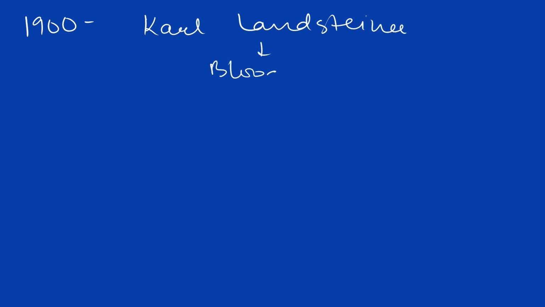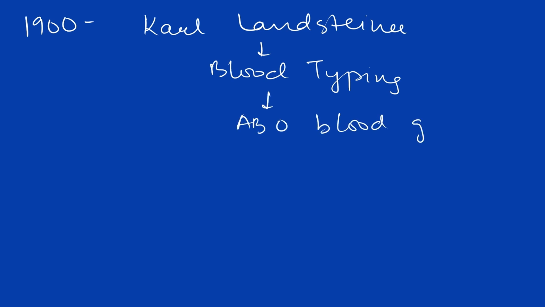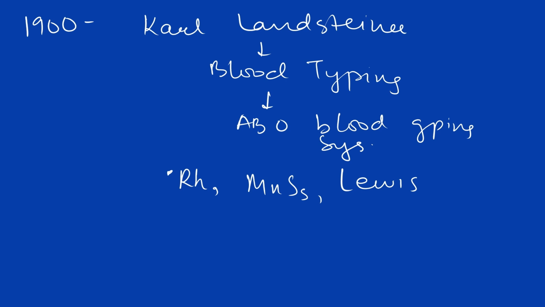Then around 1900, blood typing was discovered by Karl Landsteiner. He discovered that human blood comes in different types, which led to the ABO blood grouping system. This discovery paved the way for identifying other blood antigen systems also. For example, we have the Rh system, the MNSs system, and the Lewis system. Also, we have white blood cell antigens.